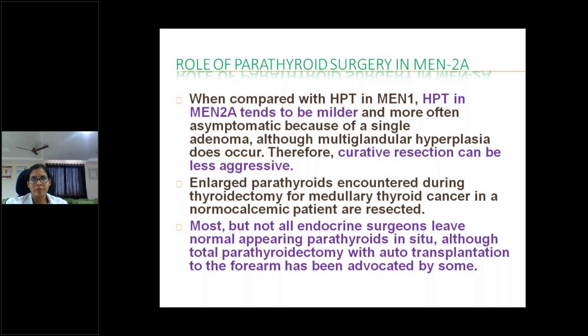With the hyperparathyroidism in MEN 1, MEN 2 tends to be milder. Compared to four gland involvement in MEN 1, there will be one or two gland involvement, usually one gland, and it is less aggressive in MEN 2A.